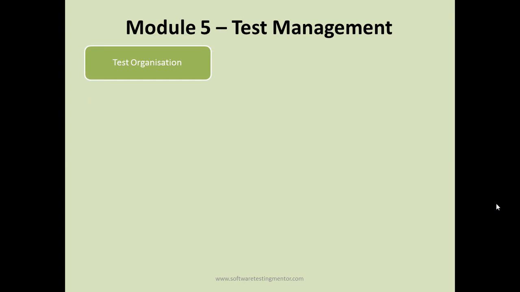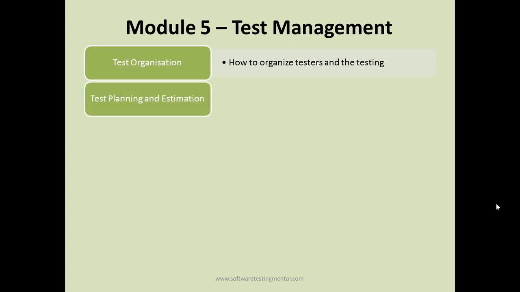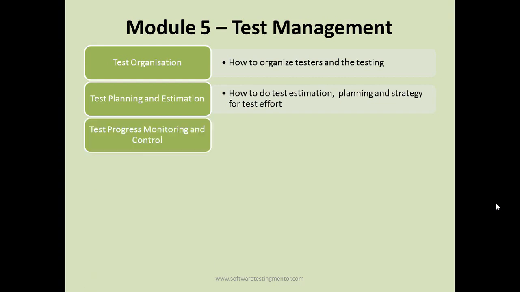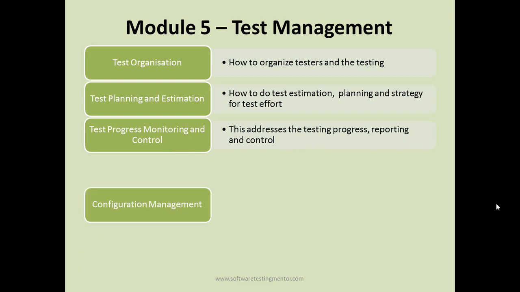We'll first cover test organization, in which we'll discuss how to organize testers and the testing. Then the second session will be test planning and estimation. We'll discuss how to do test estimation, planning and strategy for test effort. Then the third session will be test progress monitoring and control. We'll discuss addressing the test progress reporting and control.